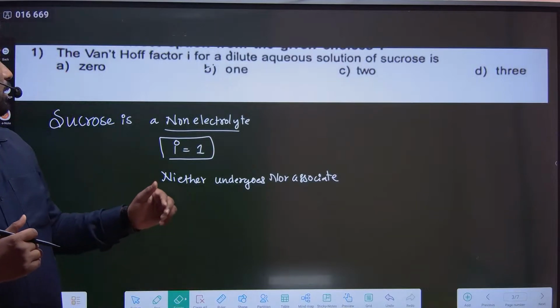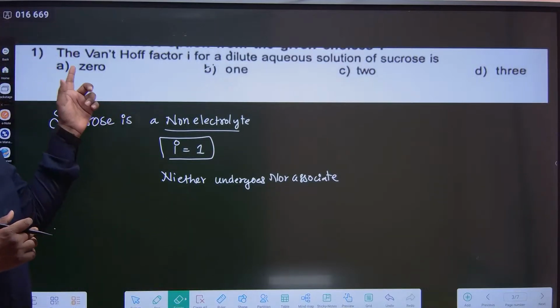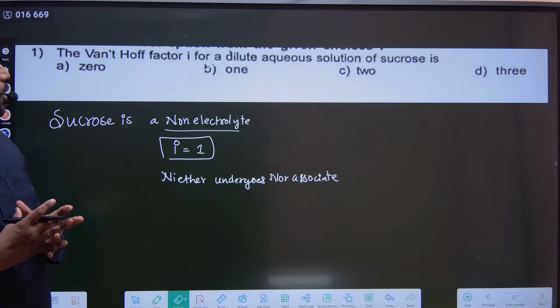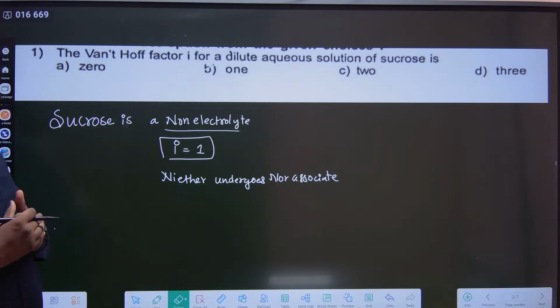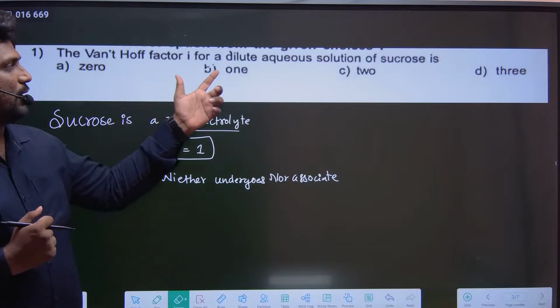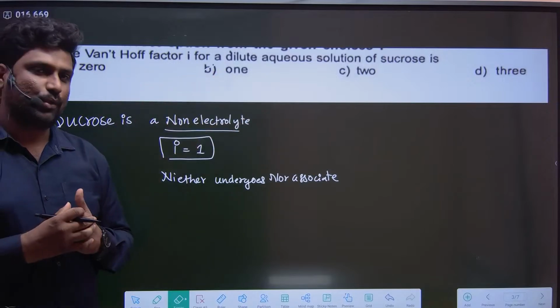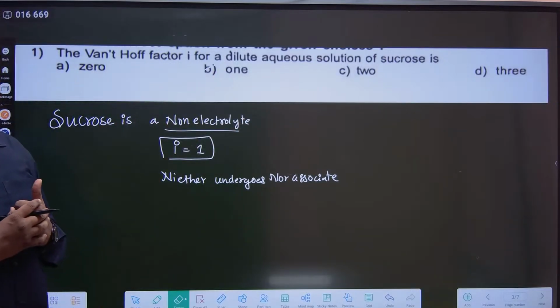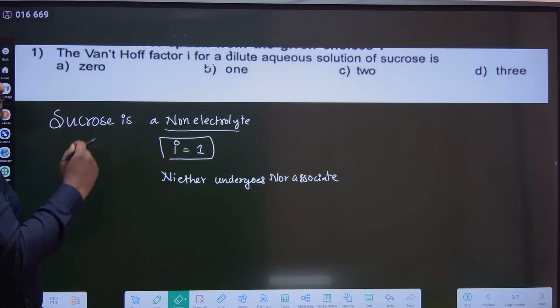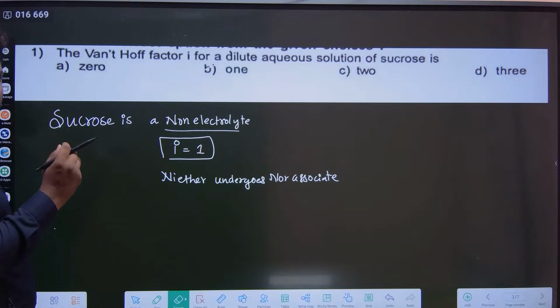So the first question, the Van't Hoff factor. The first question solution, the chapter is Solutions, and the topic is Van't Hoff factor. See here, the question is: the Van't Hoff factor i for a dilute aqueous solution of sucrose is.